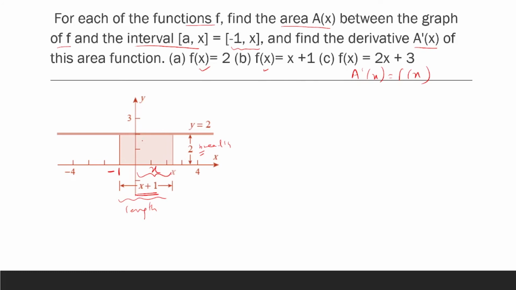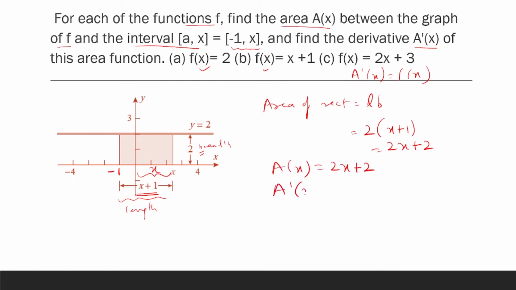Now this is a rectangle shape, so I know the area of a rectangle is length into breadth. The length is x + 1 and the breadth is 2, so I get 2x + 2, correct? So the area A of x is 2x + 2. If we try to find the derivative, do d by dx of 2x + 2. What will we get? We will get 2, correct? 2 will be A dash of x, the derivative, and this 2 is equal to what?